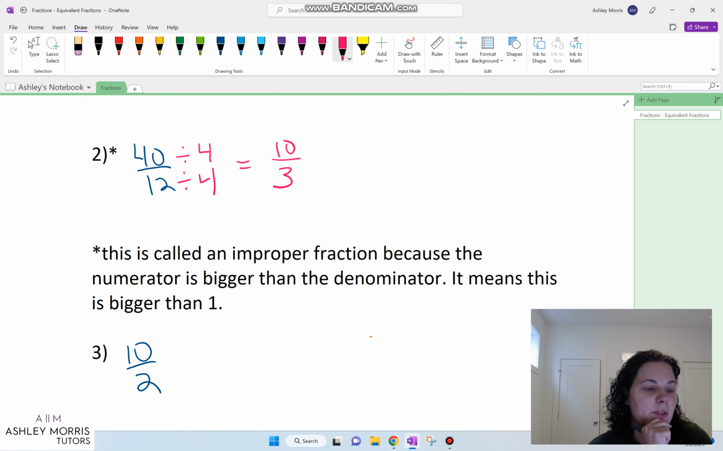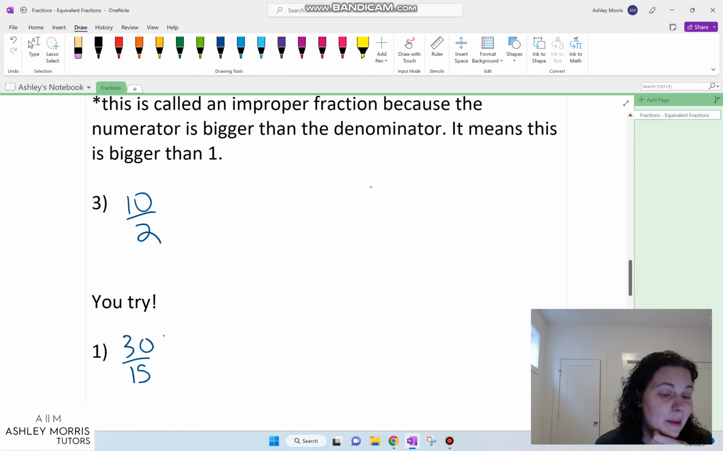So 40 divided by 4 is 10, 12 divided by 4 is 3. Those are the same value, they just look different. It's bigger than 1 this time, so when you type it in your calculator, you're going to get a number and then a decimal, 3 point something. But they're going to be the exact same number, so you're good. You did it right.